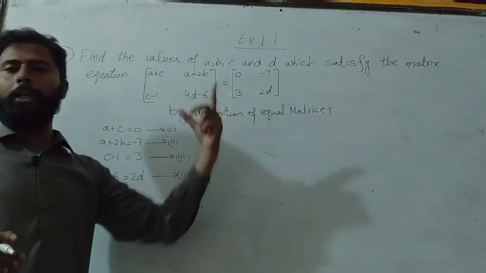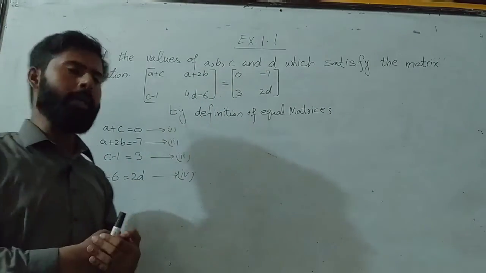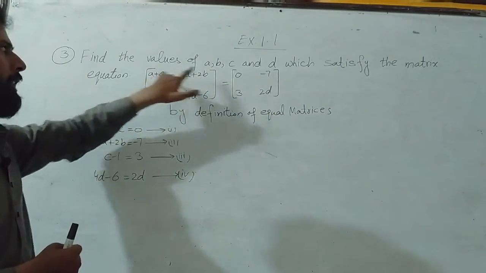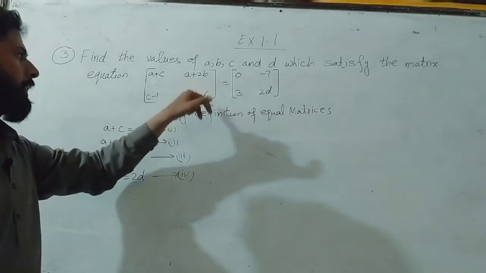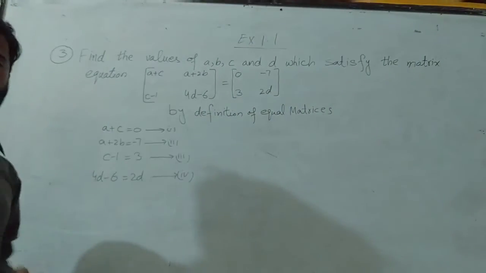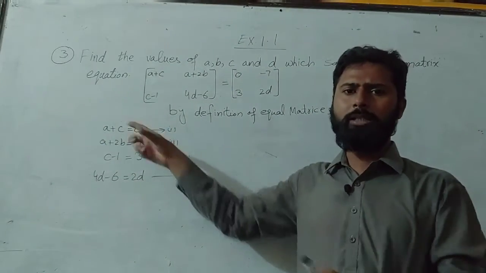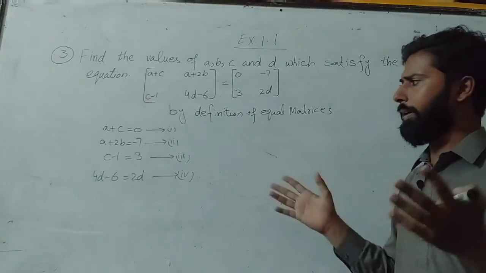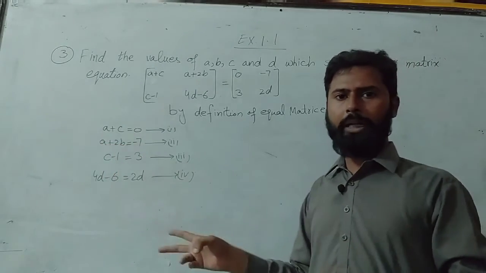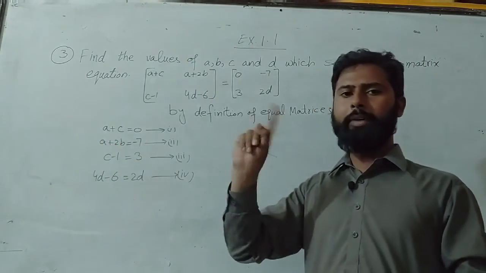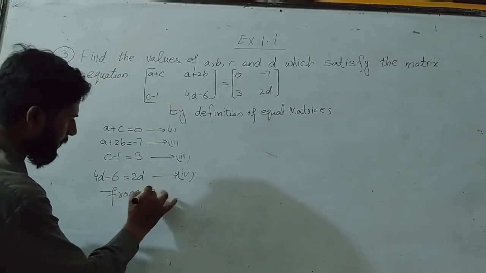Because the definition of equal matrices tells us the order should be equal and corresponding entries should be the same. So it means that the first entry should be equal to first, second to second, third to third, and fourth to fourth, as we have written this. Now there is a need to simplify it. In the first equation, A plus C is equal to 0. Two variables are given, so we cannot get the answer. In the second equation also, A and B, two variables are given, and in the third only one variable is given. So we will start our question from equation 3.